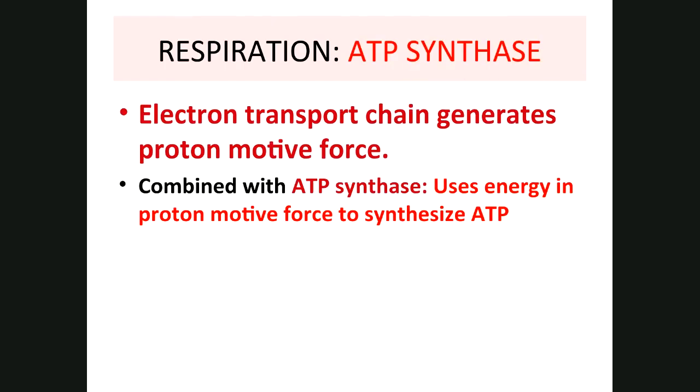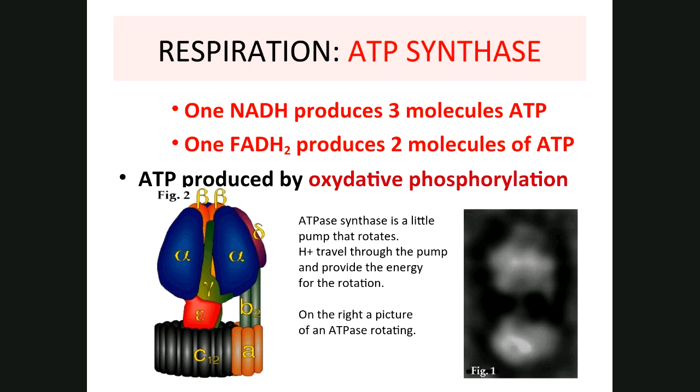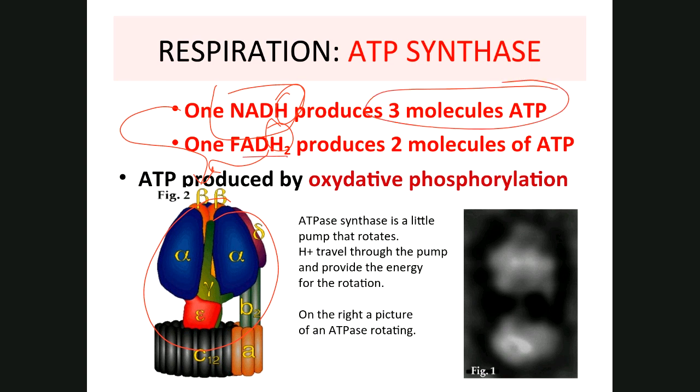The electron transport chain generates the proton motive force, meaning the protons which drive the ATPase. So what is fueling the enzyme that makes ATP are the hydrogen ions gathered from NADH and FADH2. For every NADH, there is production of 3 ATPs. For every FADH2, there is production of 2 ATPs. And this is an actual picture of the ATPase.